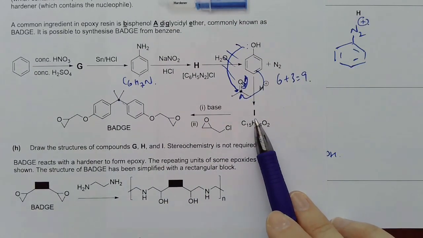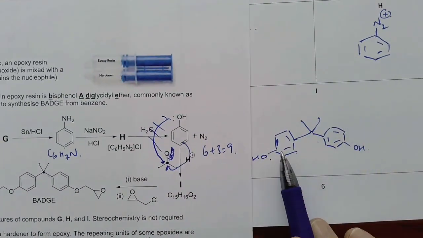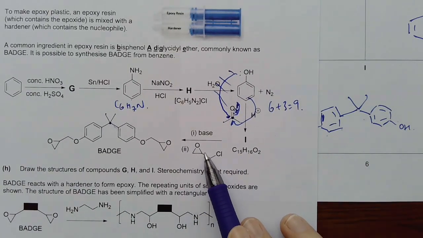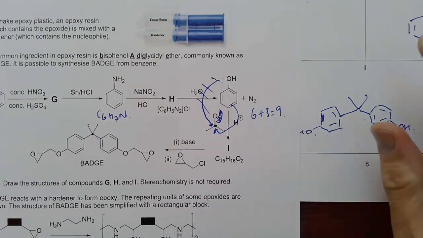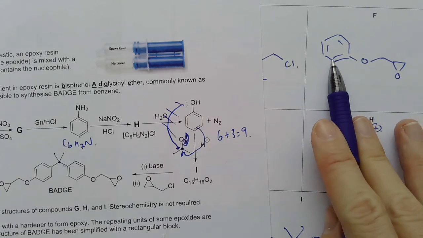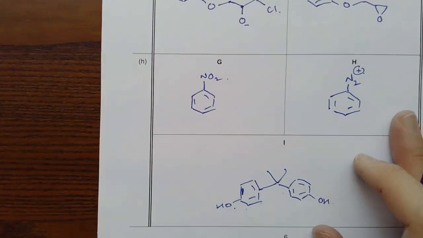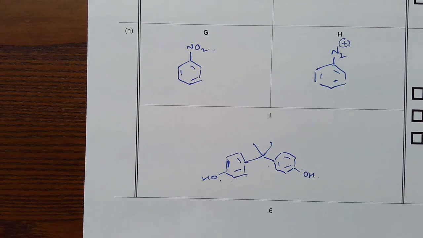structure for I. And you can see that that then is just going to go ahead and do the reaction that we've already covered back up in step F with the addition of this epoxide. All right, so hopefully that didn't confuse anyone too much. I think I confused myself more than anybody else. But let's carry on to the final part.